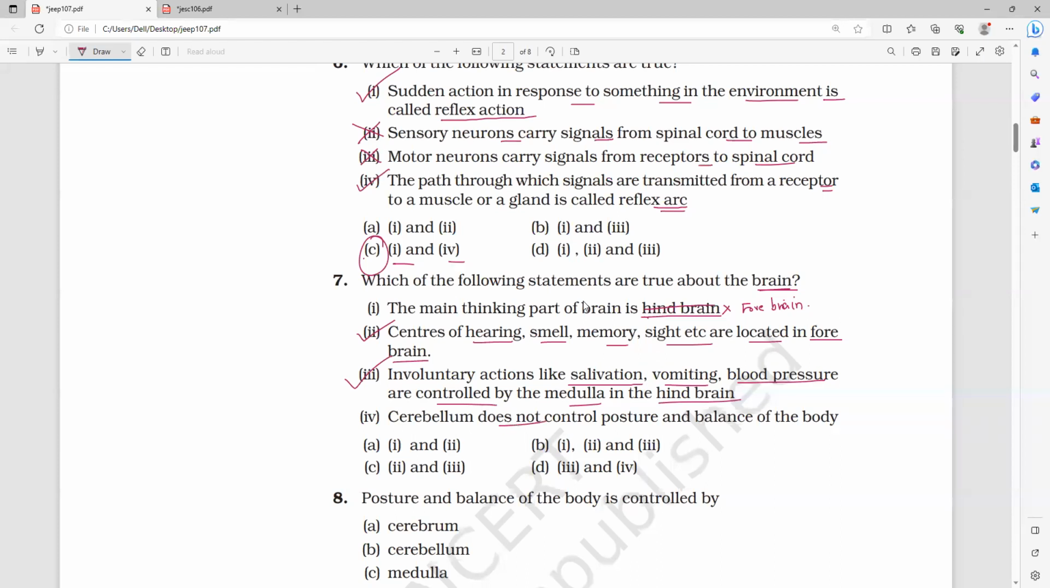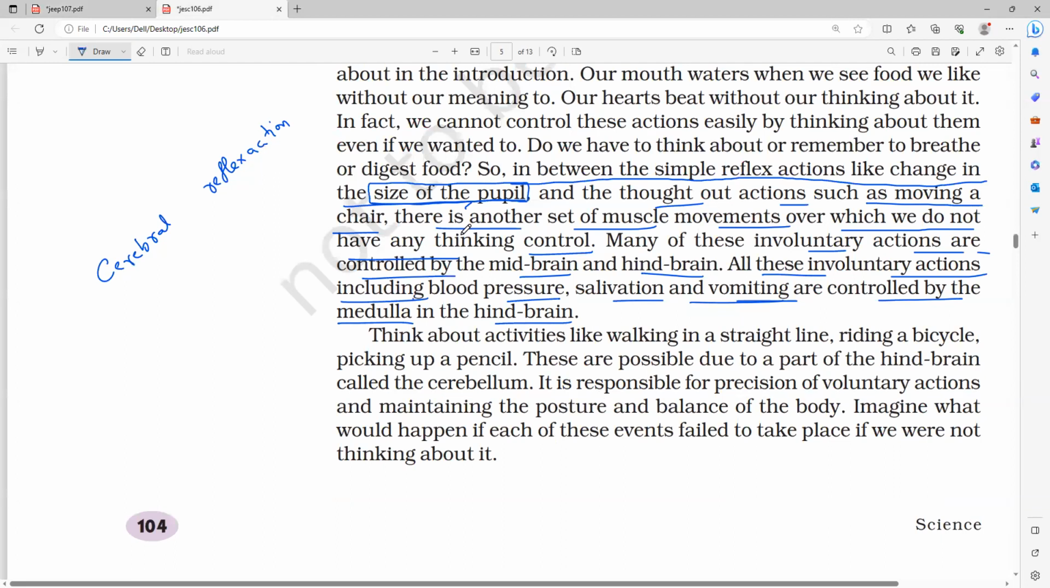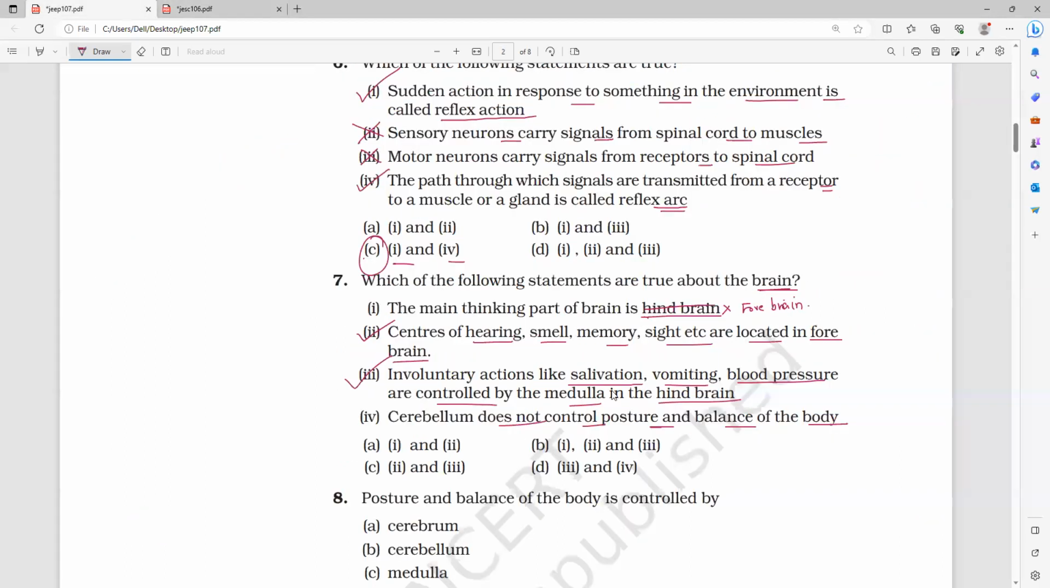Next. Cerebellum does not control posture and balance of the body. Posture means position. So cerebellum, where is the cerebellum? All of you check it. So these are possible due to the part of the hindbrain called cerebellum. What is that? Thinking about the activities like walking in a straight line, riding a bicycle, picking up a pencil. These are all called posture. That is what you can see. It is responsible for precision of voluntary actions and maintaining the posture and balance of the body. Who is that? Cerebellum. But they are saying does not, so that it is wrong.